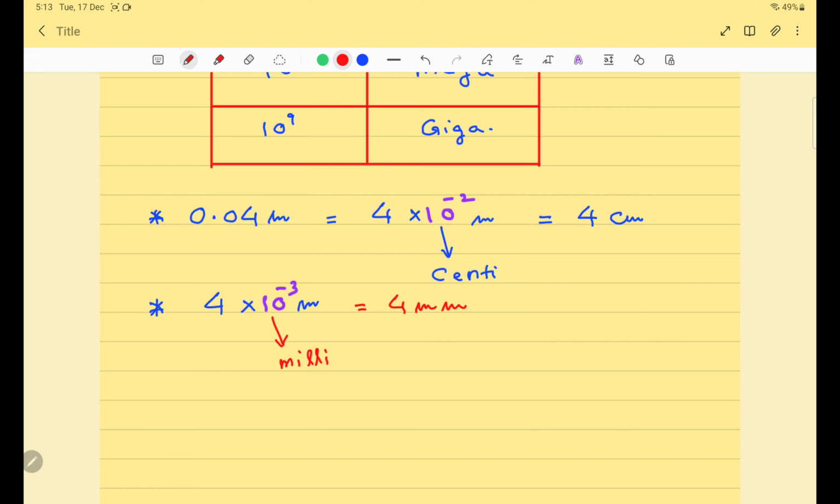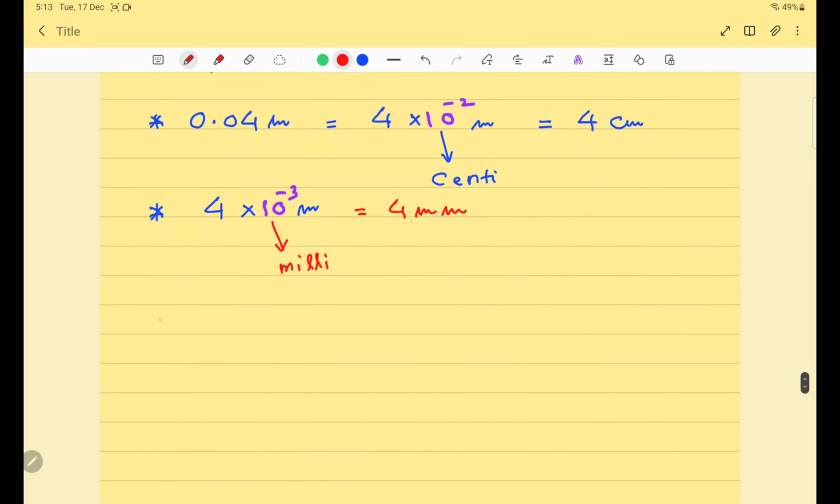So centi means exponent minus 2, milli means exponent minus 3, and for your level I am stating it is the last one, exponent minus 6, and this exponent minus 6 is known as micro.